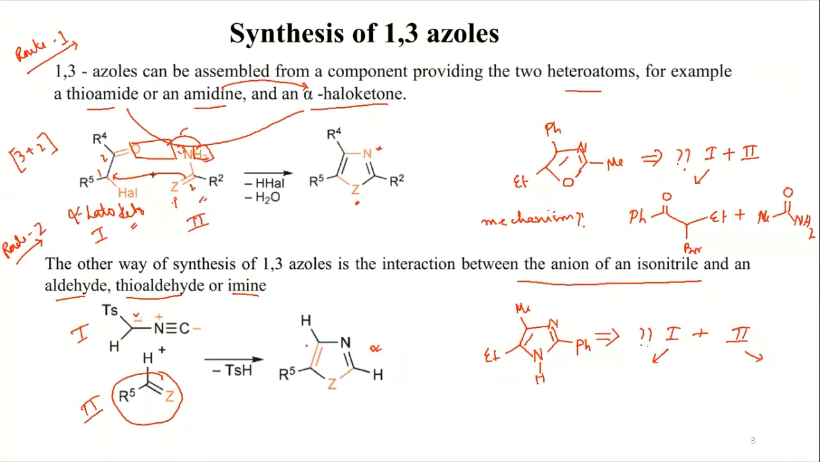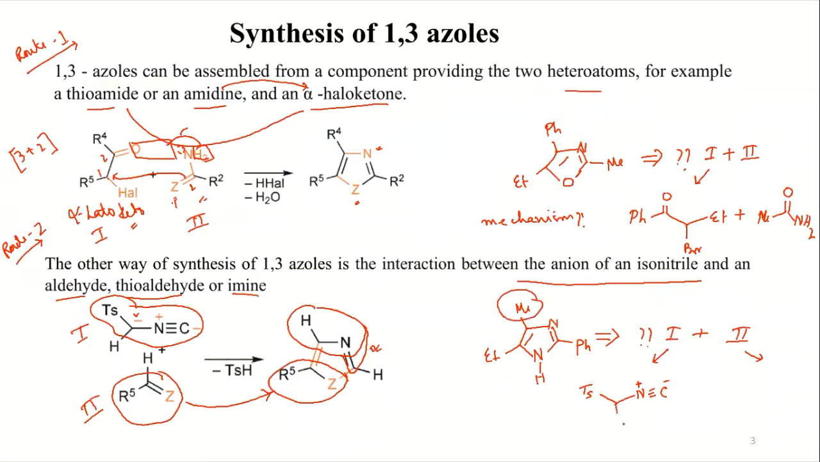So if you look at this part, the whole NC is coming from here, and this part is coming from this. Now you tell me what will be the isonitrile species. Your isonitrile, you have to have one anionic species. This is already isonitrile, and you have to take one anion. Now here I have given one methyl, so you should have one methyl here, and then you have one anion.